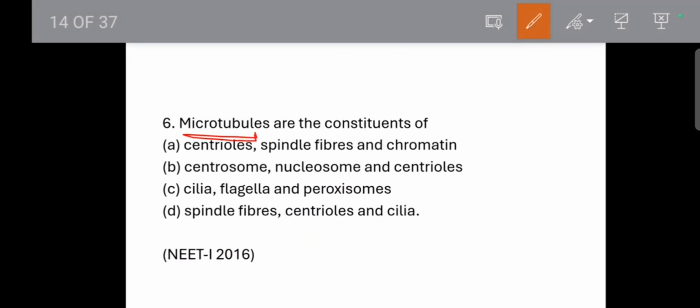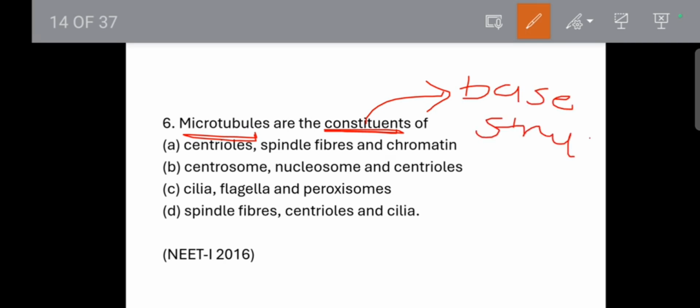So the microtubules are a constituent. Constituent means it is a base structure of which organelles of the cell. We have to remember that microtubules are a constituent of the spindle fibers, the centrioles, the basal bodies of the cilia and the flagella, the chromosome fibers and the sperm tails. These are the five constituents where microtubules are present, and others are also present.